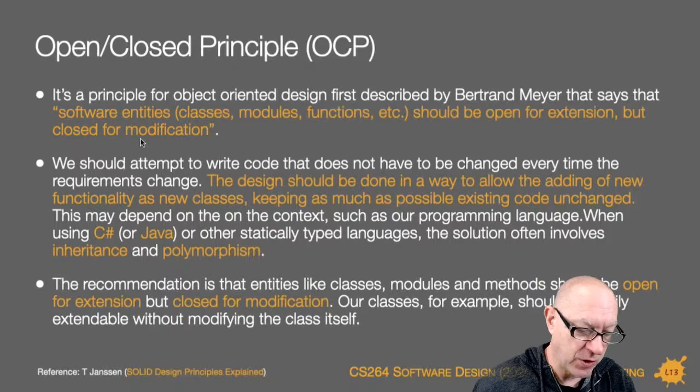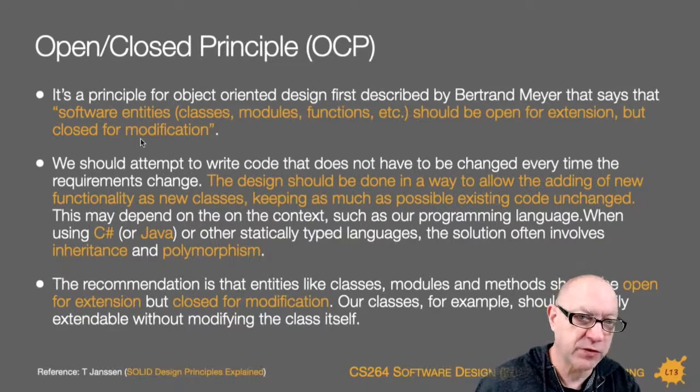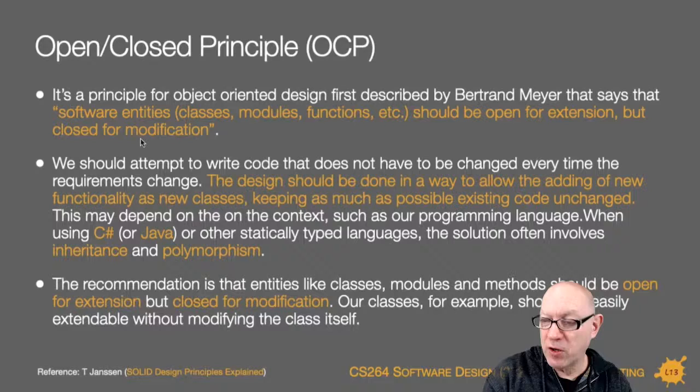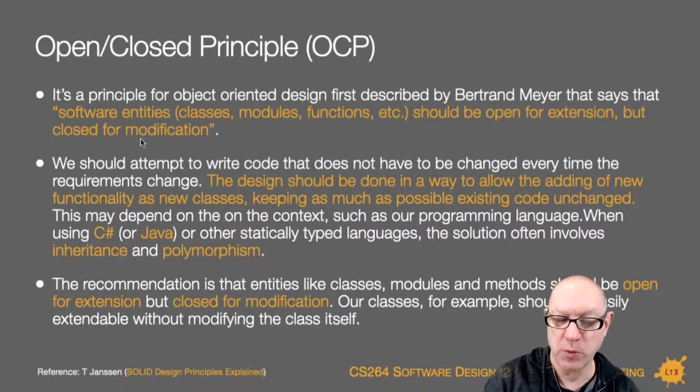The maintenance phase, we know from traditional models and understanding of traditional projects, can take up to 70% of the overall lifetime of an application. So really, the design should be done in a way to allow the adding of new functionality, like new classes, and keeping as much as possible existing code unchanged. So we want to be able to do that.